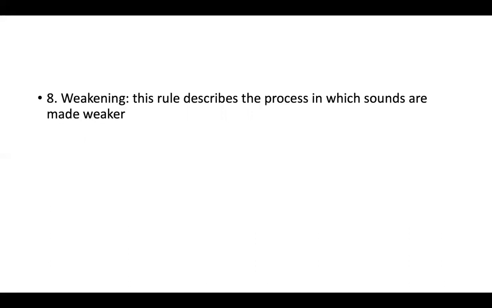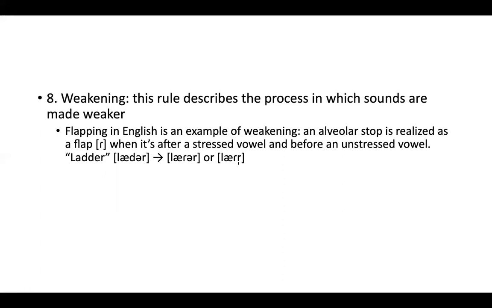An eighth rule is called weakening. This rule describes the process in which sounds are made weaker. In English, we have two weakenings. One is flapping. Flapping was our example before, right? An alveolar stop is realized as a flap when it's after a stressed vowel and before an unstressed vowel. In spelling, this is often realized in terms of double letters such as double t and double d. And so ladder becomes ladder with a flap.